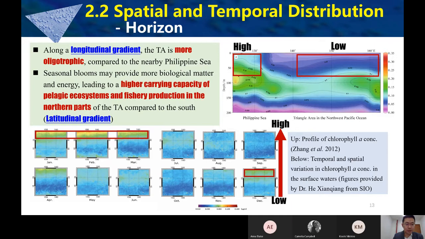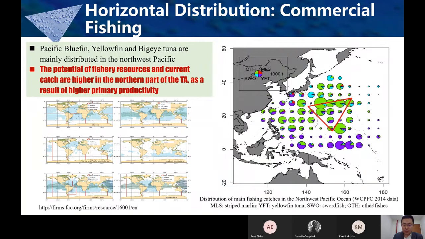The seamount bloom in the winter and the spring may provide more biological matter and energy, leading to a high carrying capacity of pelagic ecosystems and fishery production in the north part of the triangle area. In the right map, the distribution of main fishing catch is given. You will find the potential of the fishing resource and the current catch are higher in the north part of the triangle area as a result of high primary productivity.